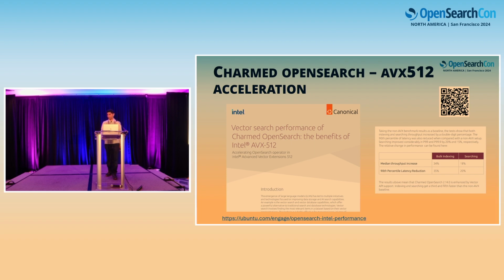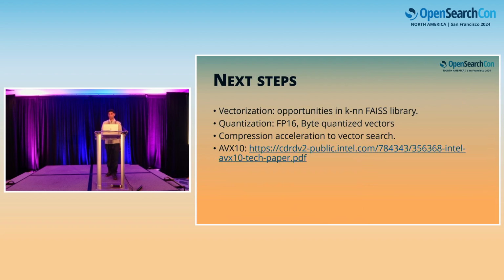So with that, let's move on to what else is going on in this space and what we are planning to do next as a company. So on the front of vectorization, if we bucket these problems in various areas, vectorization itself has several opportunities. We've been looking at the Faiss library in particular. There are several opportunities over there to improve via vectorization and using AVX.